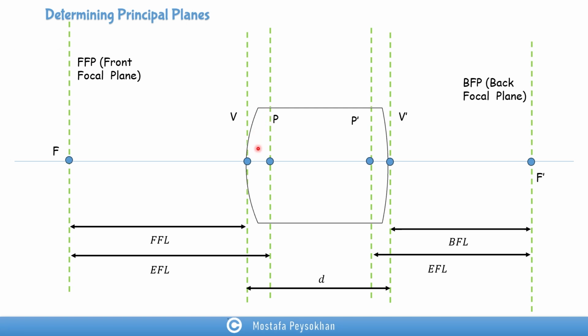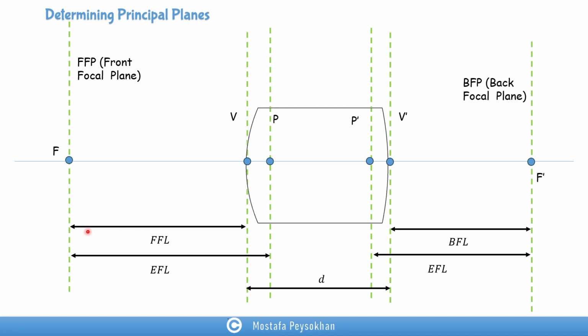We have a thick lens. Here is the front focal plane that we use capital F. Back focal plane that we use F prime. And vertex, this is the principal plane, back principal plane. And the thickness of the lens is D.